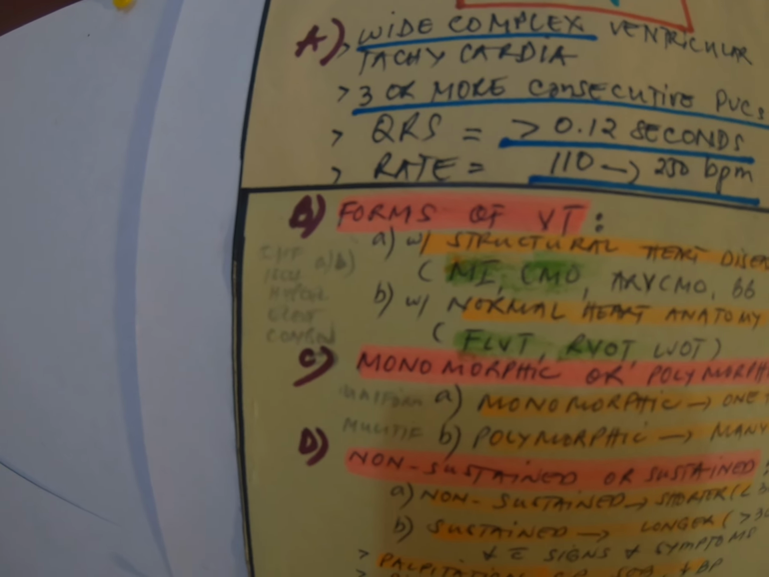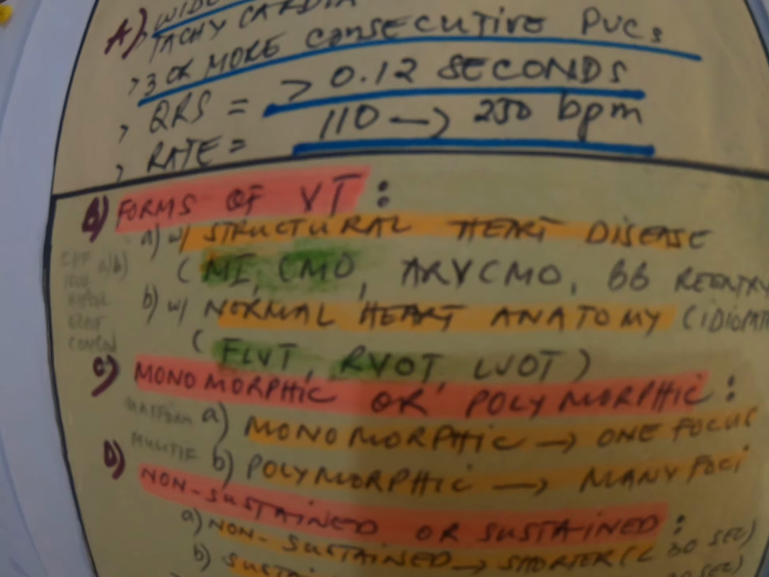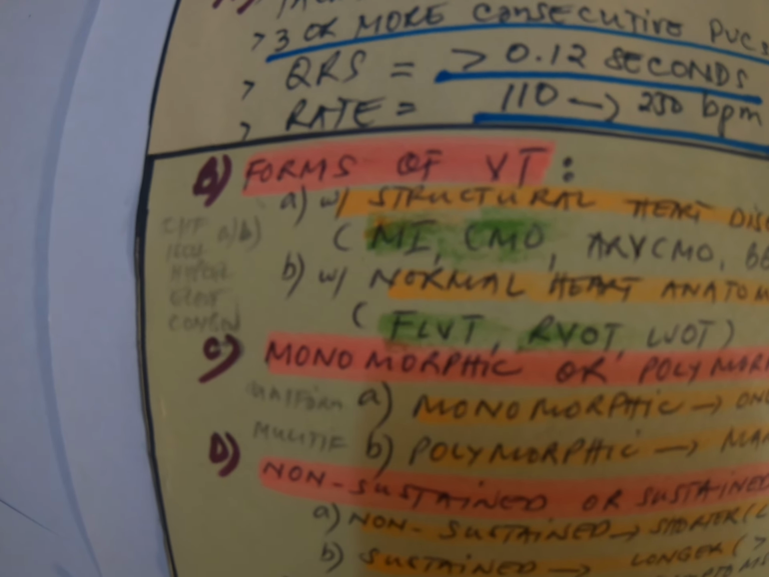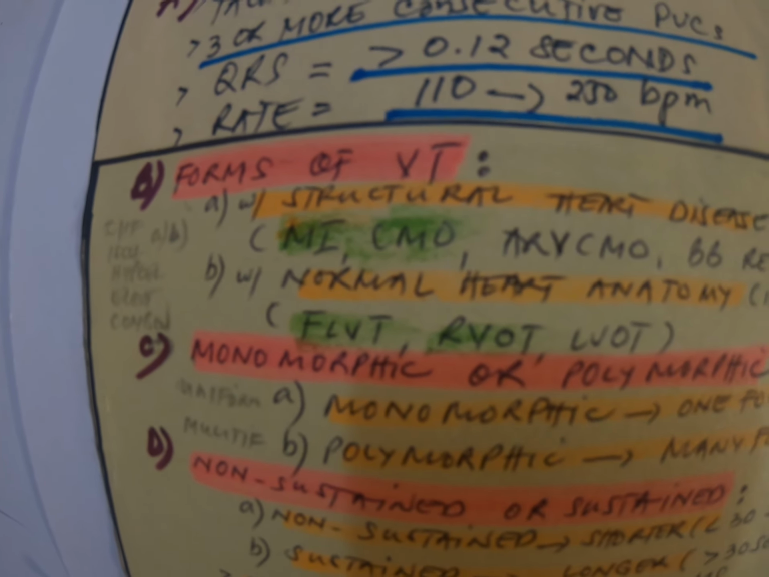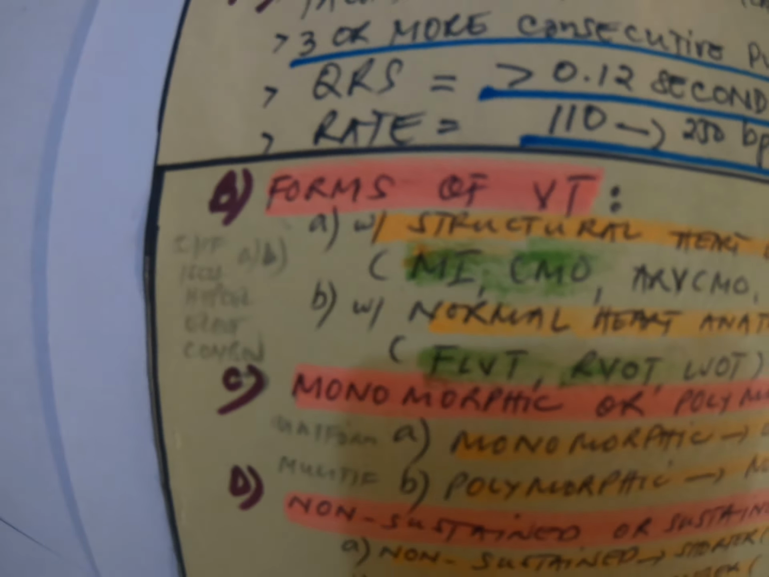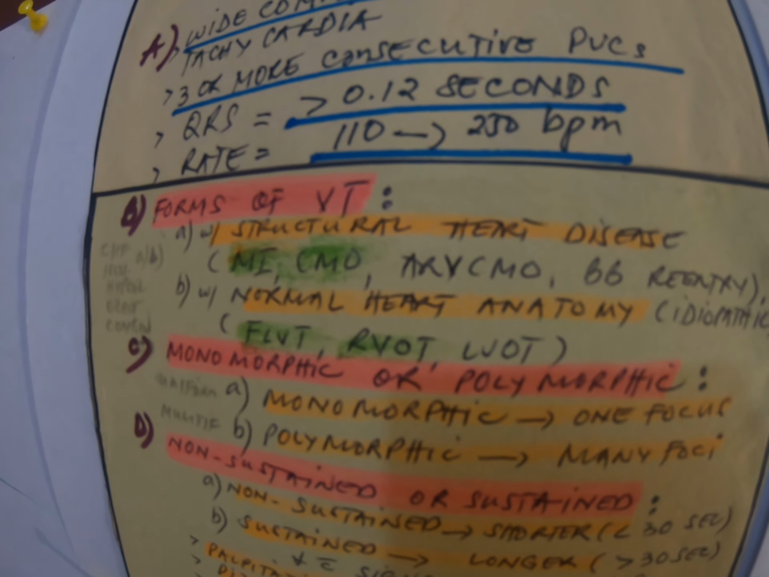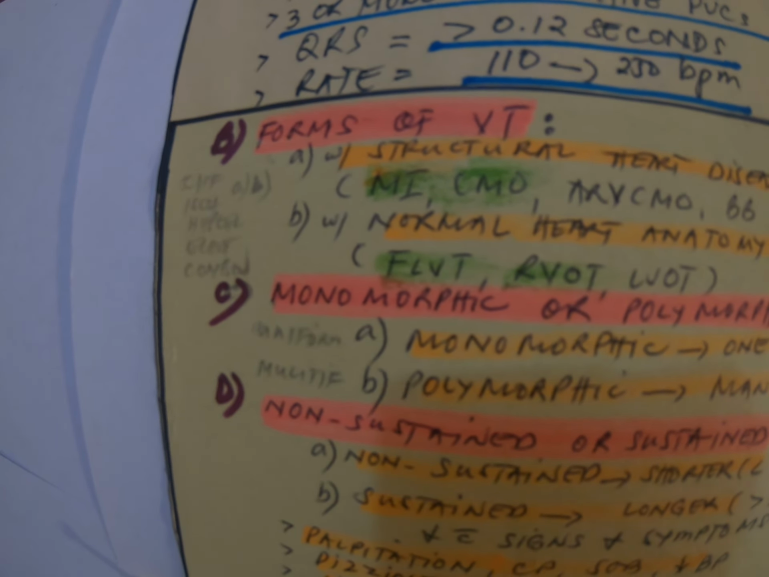The forms of VTAC, it could be associated with structural heart disease problem, for example, myocardial infarction, where there is an infarct or dead tissue that creates a substrate for VTAC. Dilated cardiomyopathy, where there is fibrosis, and arrhythmogenic cardiomyopathy, where the fatty tissue replaces the ventricular healthy cells.